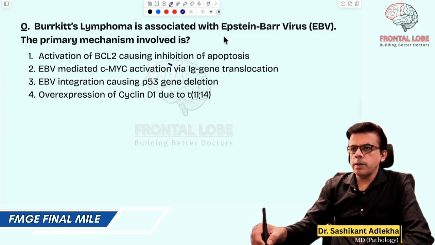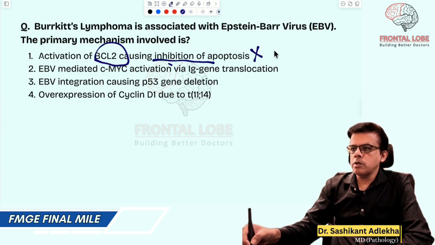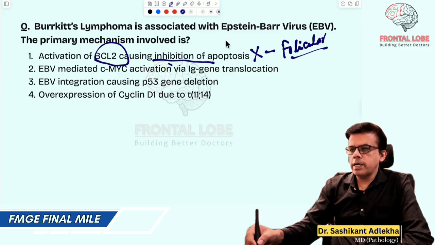Burkitt's lymphoma is associated with Epstein-Barr virus. Which is the primary mechanism involved? These are the options. Activation of BCL2 causing inhibition of apoptosis. This is the wrong option because this is the mechanism for follicular lymphoma. BCL2 is an anti-apoptotic gene, so this will cause inhibition of apoptosis and prolongation of survival of the cell. So that is the case in follicular lymphoma.